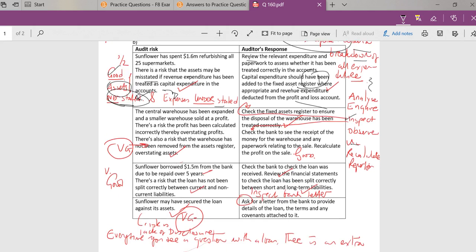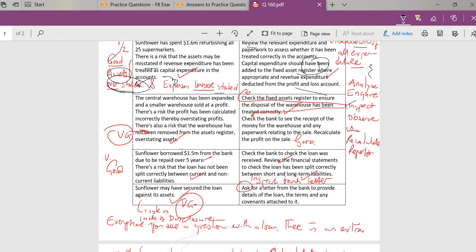The central warehouse has been expanded and the smaller warehouse sold at a profit. So a couple of risks here. You highlight the very good one here, that the warehouse that's been sold is still on the fixed asset register. Therefore, very good, overstating assets. Brill, which you highlight here.